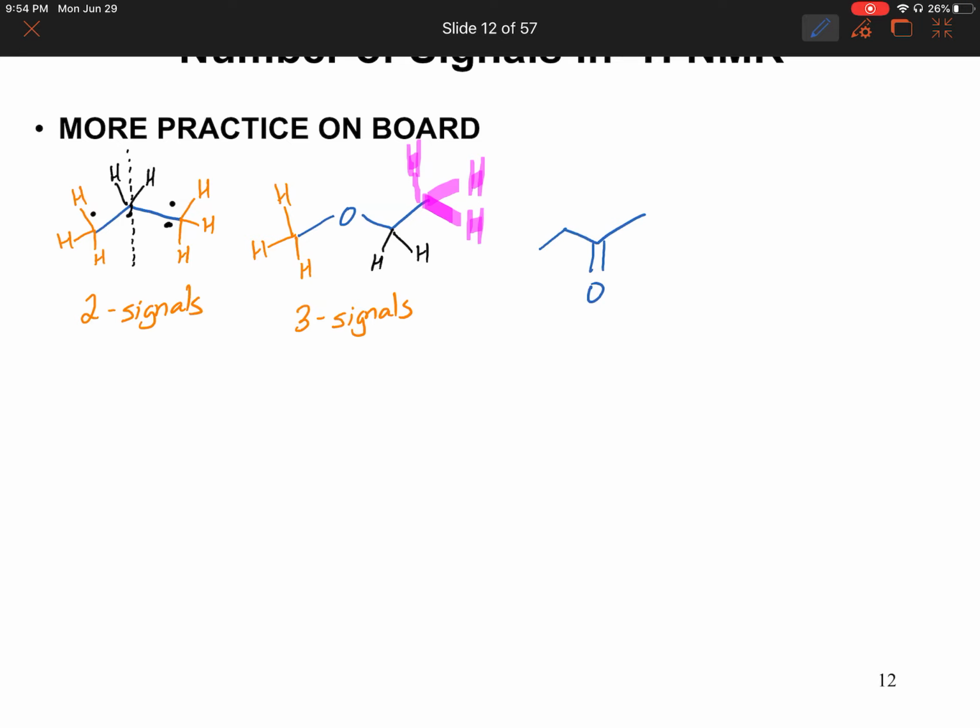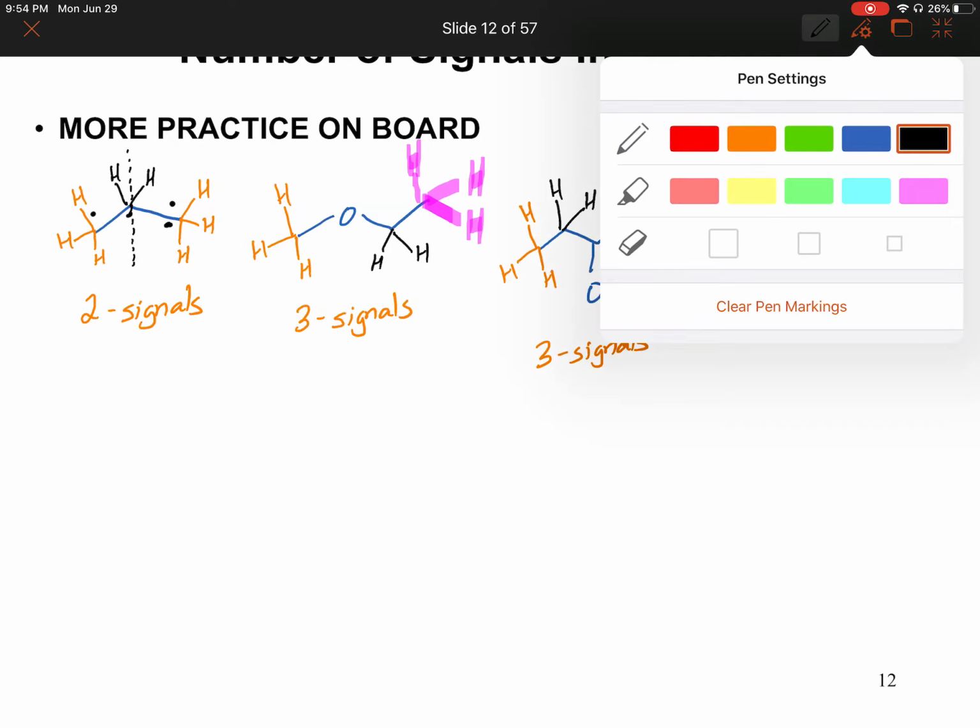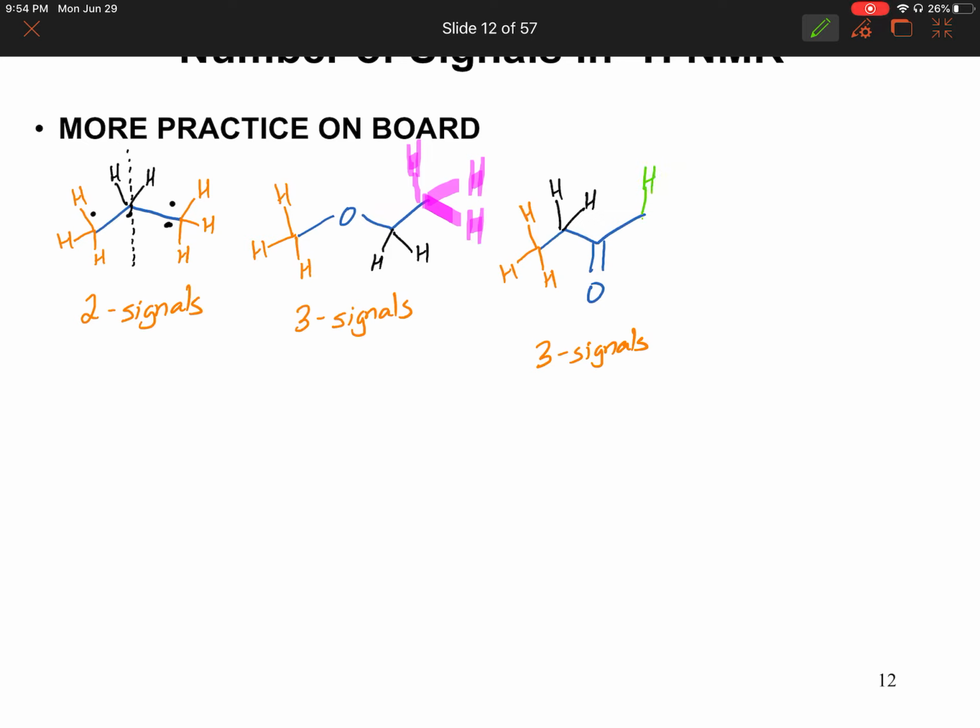All right, so hopefully you realize that there are actually another 3 signals here, right? So if we look at it, here's one hydrogen environment. Here's another. And then here's our last one. Right, so 3 different hydrogen environments there. This CH3 is next to a CH2. This other green CH3 is next to a carbonyl, so different chemical environments there. All right, let's do one more, and let's see how well we do here.